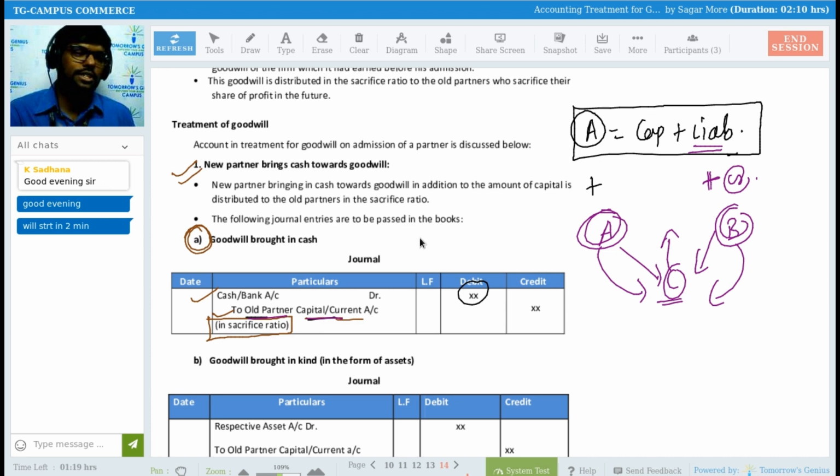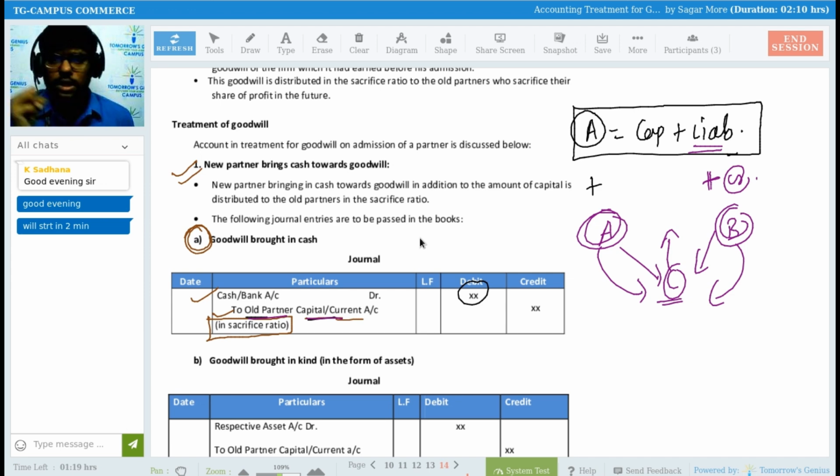Obviously the reason is that cash comes into the business, the asset gets increased, so we have debited, right? So what is the second reason? Why did we credit the old partners' capital account? Because, sir, the old partners are going to share that goodwill amount between themselves, and because they get the goodwill amount, obviously their capital balance and current account balance will get increased, right?